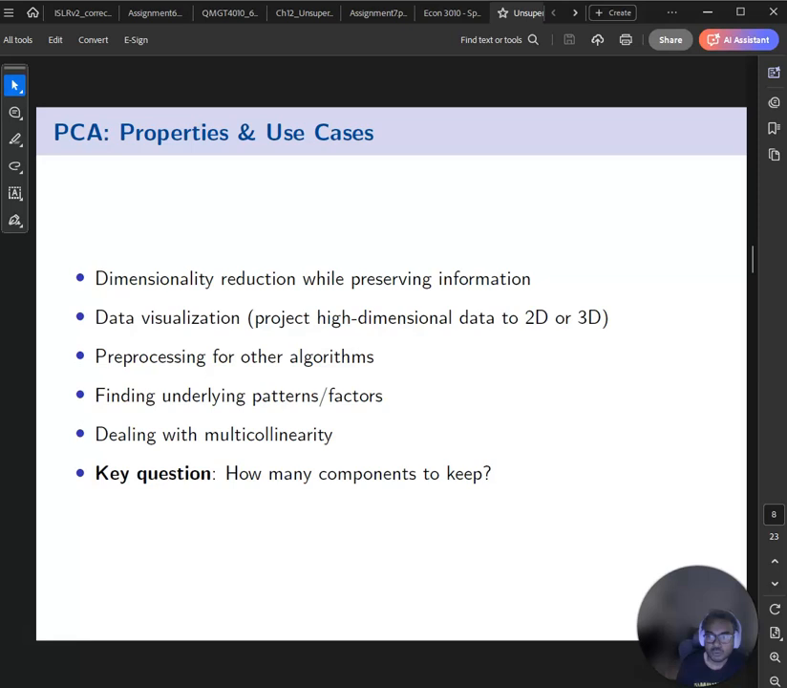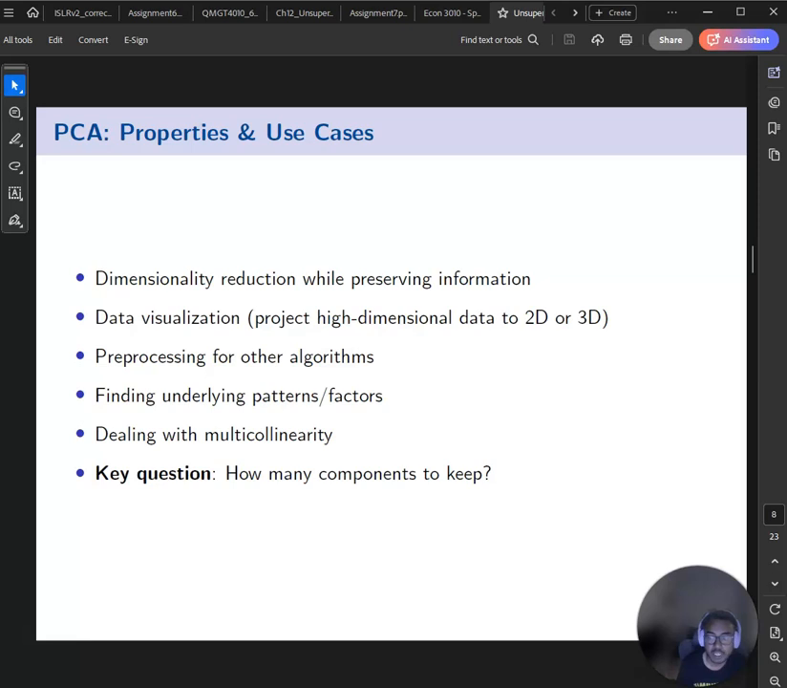So, why would we use PCA in practice? There are several important applications. First, it's excellent for dimension reduction. By keeping only the components that explain most of the variance, we can dramatically reduce the number of variables we are working with while preserving the important information.